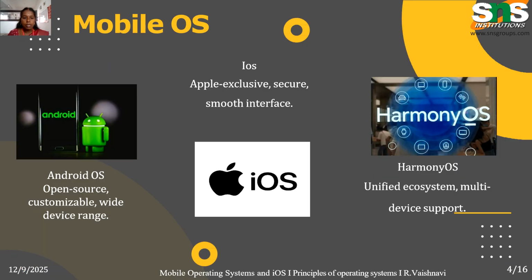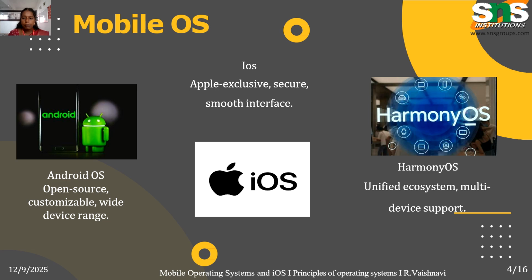Next one, mobile OS. In mobile OS, we have Android and iOS. Commonly, we know about the Android system. Most of them are using Android phones. Here, it is open source, customizable, and has a wide device range. And then iOS is particularly used in Apple iPhones, iPods, etc. Here it is exclusive and more secure when compared to Android OS, with smooth interfaces. It is user friendly.